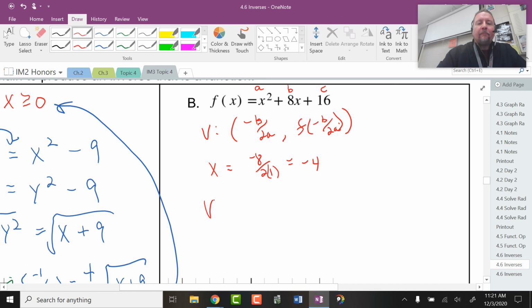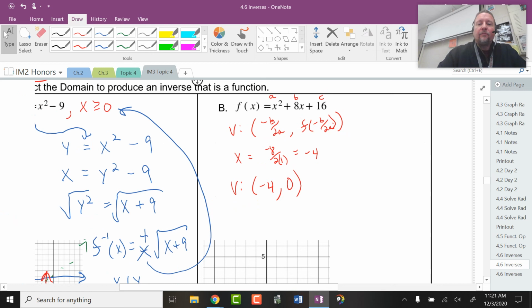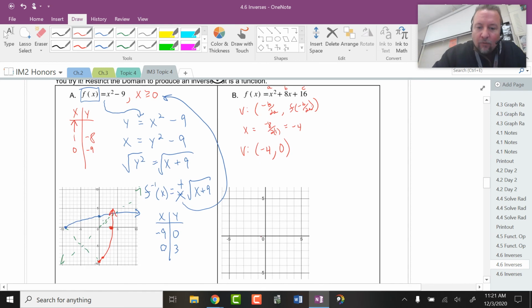When I plug in negative 4, squared is 16. Negative 4 times 8 is negative 32. Oh, 16 plus 16 is 32, plus negative 32 is 0. So negative 4, 0 is where the vertex is. By the way, 1 is the leading coefficient. This is how the first next points work on that. I think many of you figured that out in the graphing section. By the way, the y-intercept is 16 for that graph.